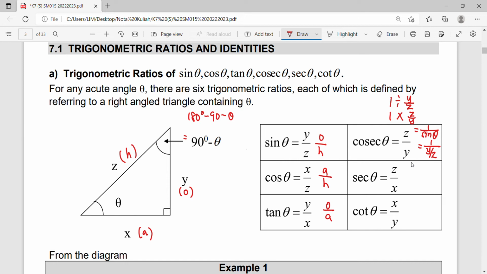Okay, how about secant? It is equal to 1 over cos theta. Cos theta just now is x over z. So 1 divided by x over z, inverse it and it becomes 1 times z over x. So the answer is z over x. Alright, cotangent is 1 over tangent. Tangent is y over x. We simplify this fraction and get x over y. So in trigonometry, we have 6 trigonometric functions. Basically, these are the 3 basic ones, and cosecant, secant, cotangent are derived from sine, cos, tangent.